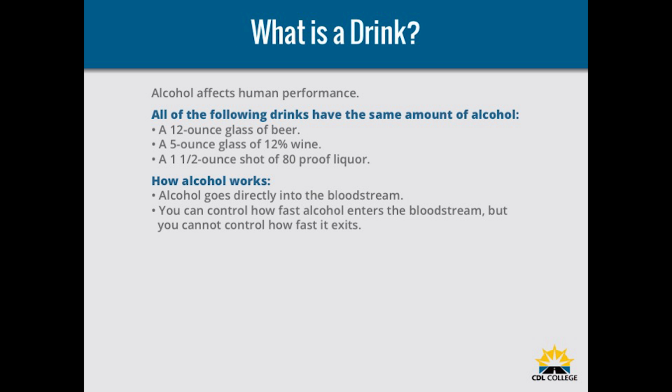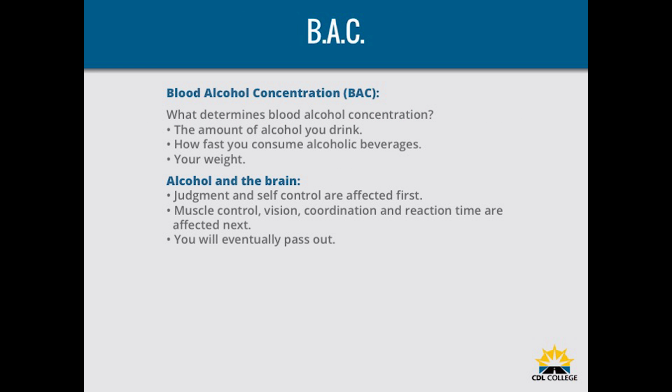All of the following drinks contain the same amount of alcohol: a 12-ounce glass of 5% beer, a 5-ounce glass of 12% wine, or a 1.5 ounce shot of 80 proof liquor. What determines blood alcohol concentration? B.A.C. is determined by the amount of alcohol you drink. More alcohol means higher B.A.C. How fast you drink: faster drinking means higher B.A.C. And your weight: a small person does not have to drink as much to reach the same B.A.C.